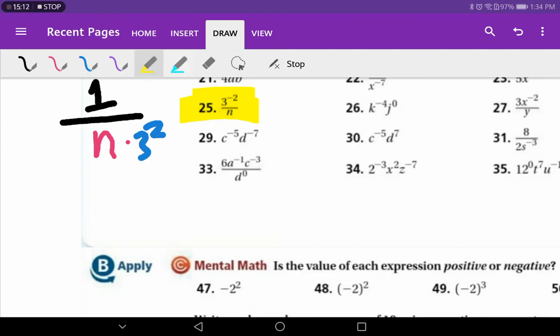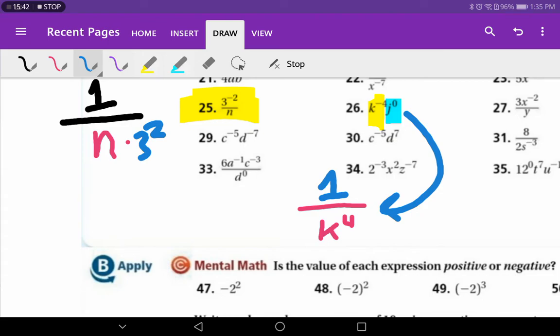Okay, now let us move to 26. As we learned, this has a negative power. I can put it down to change the power of it, so it is k with power 4. And I know from you, teacher, anything with power 0 is 1. Yes, this is correct, so I will write 1. I'm done. See? Are you happy? I hope so.